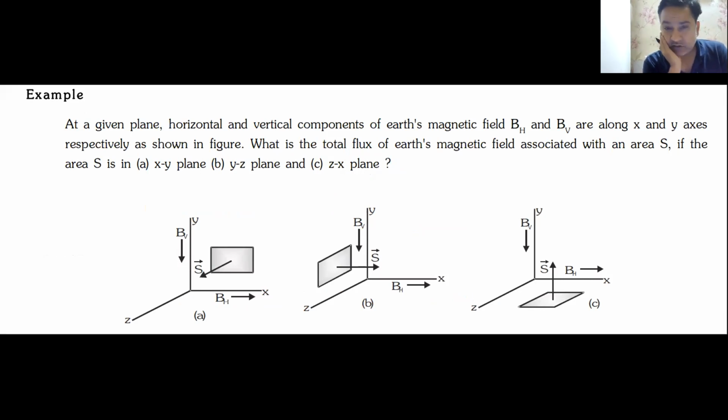Along the x-axis is the horizontal component. Along the minus y-axis is your vertical component. What is the flux of Earth's magnetic field associated with an area S? Three cases are given, three different planes: XY, YZ, XZ. I'll give you 2 minutes to tell me the answer for this one. I hope you know how to do it, right? Yes, sir.